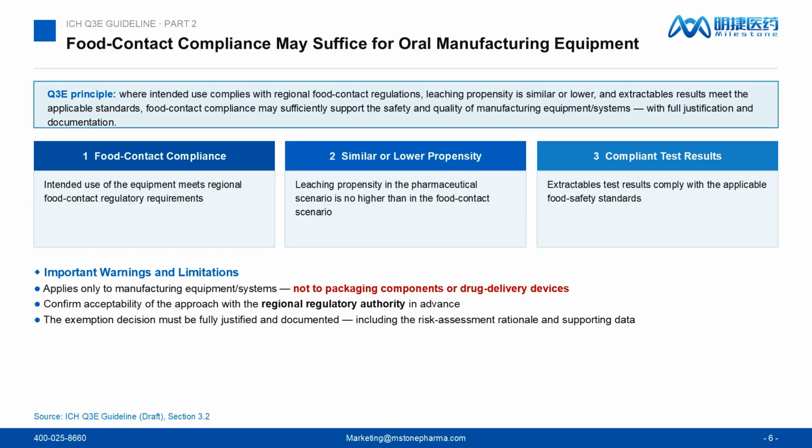But, and this is a big but, 3 preconditions must all hold: regulatory compliance, similar or lower leaching propensity, and compliant test results. And 3 warnings. 1. This applies only to manufacturing equipment and systems, never to packaging components or drug delivery devices. 2. Talk to your regional agency first to confirm they accept this approach. 3. Document everything: the comparison, the rationale, the data. An undocumented exemption is an audit finding waiting to happen.